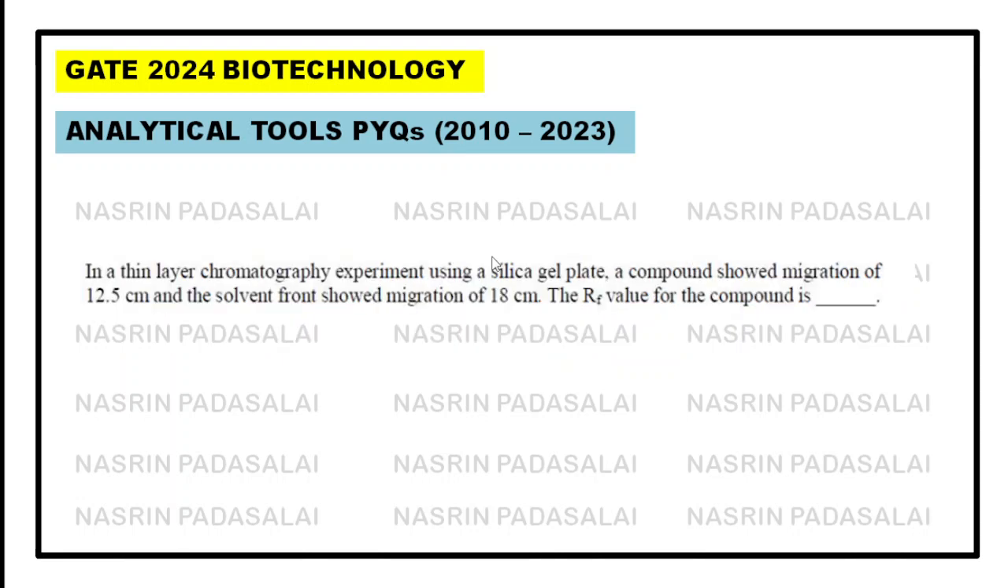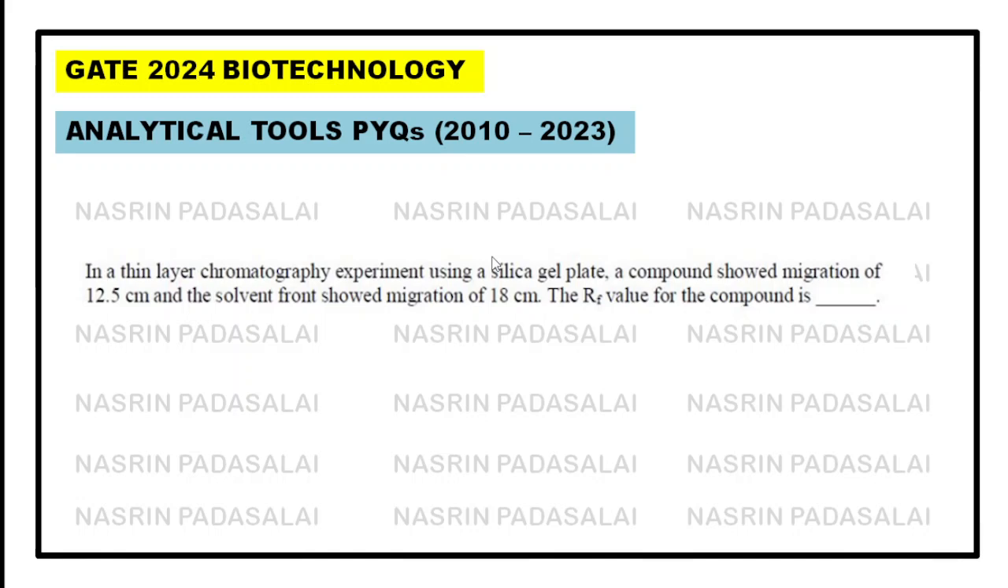Next, in thin layer chromatography using a silica gel plate, a compound showed migration of 12.5 centimeter and the solvent front showed migration of 18 centimeter. What is the Rf value? What is the formula for Rf value? Distance traveled by solute divided by distance traveled by solvent.